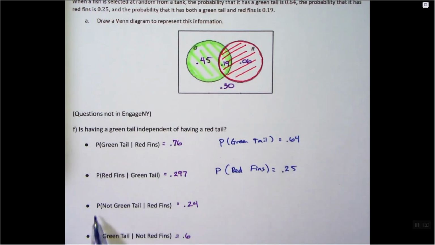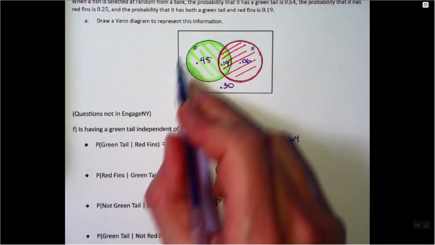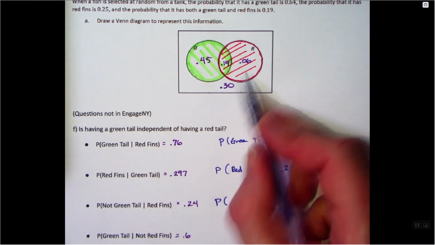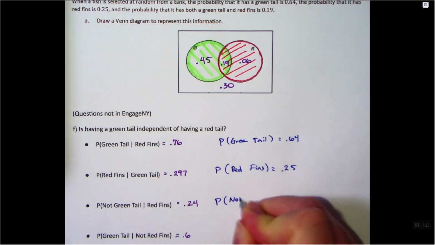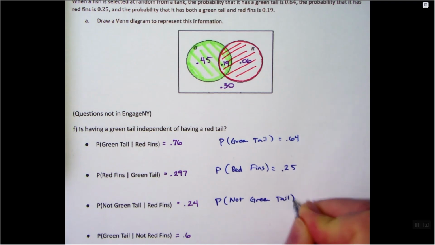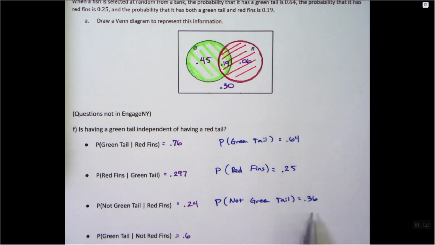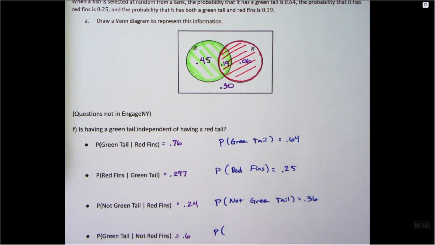Let's compare not green tail. So I'll look at not green tail and compare that with not green tail, that's not in the green circle. So it's 0.06 plus 0.30, and that is 0.36. Are those very, very close? No, not really. Noticing it's failing in all of these, because either it's true in all of them or it's not true in all of them.